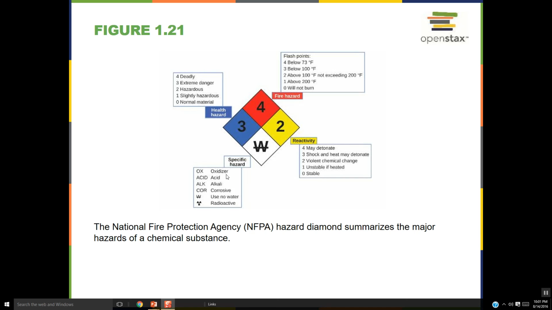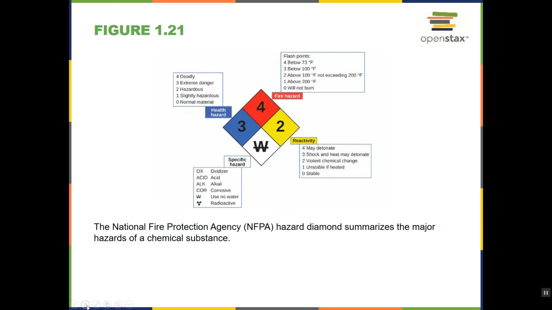Other things you may see, like OX for oxidizer, AC for an acid, ALK for alkalis, COR that it's corrosive, and radioactive, and we do have some of that, which we'll get to work with throughout the course. You might see that symbol in there as well. Okay, so this is again the National Fire Protection Agency Hazard Diamond, and it's good to know and be familiar with when you work with the chemicals in the classroom.